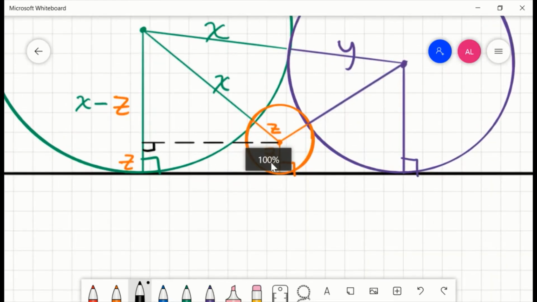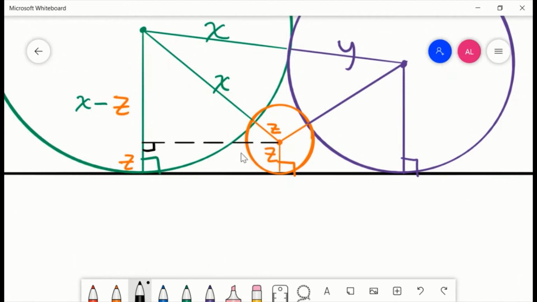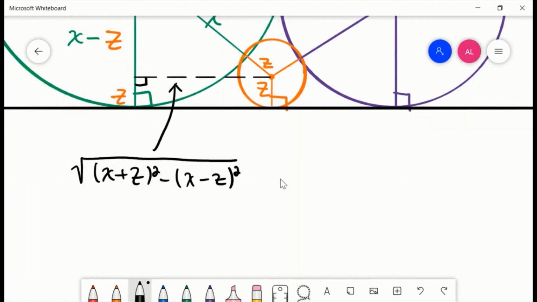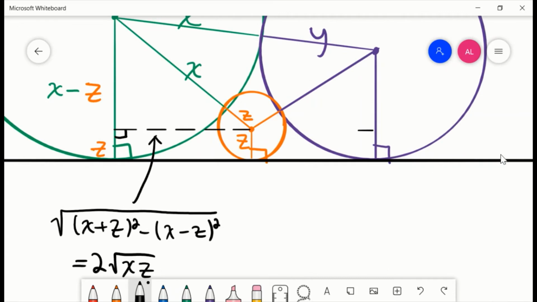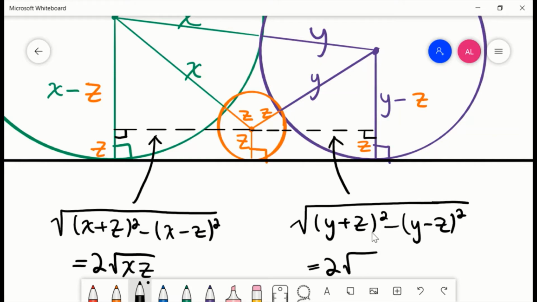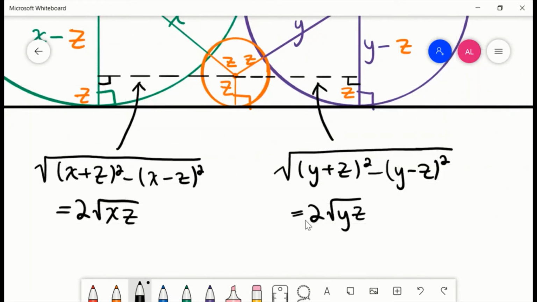After using the Pythagorean theorem, this side is equal to the square root of (x plus z) squared, that's the hypotenuse squared, minus (x minus z) squared, the other leg squared. Then we do some simplifications and get that this is 2 times the square root of xz. Now we do the same exact drill on this side. We also draw the altitude. This side is z, then this leftover is y minus z, this segment is z, and this one is y. After using the Pythagorean theorem again, we get that this new dashed line is 2 times the square root of yz, after some simplifications.